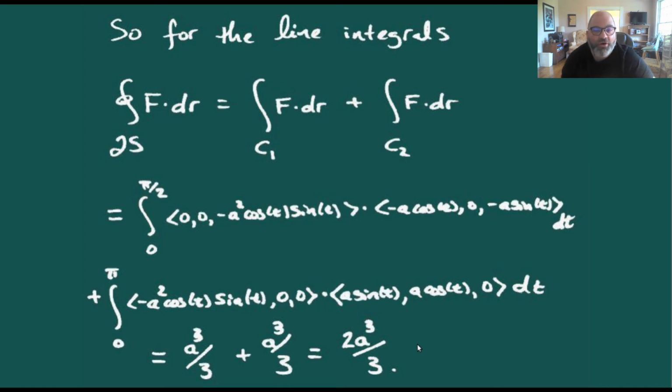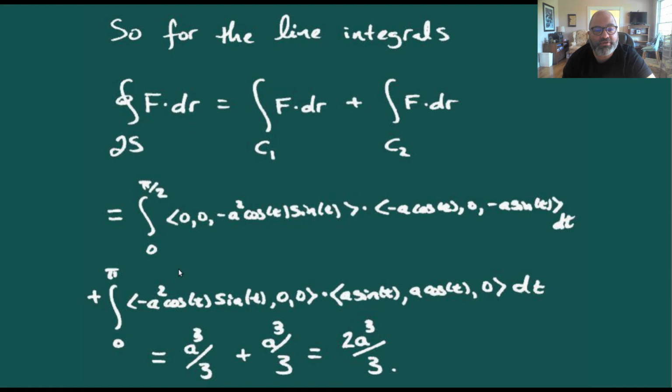So for our line integrals, if we do the integral over the boundary of F dot dr, we split that up into two separate line integrals, one over C sub 1, one over C sub 2. So over C sub 1, we've got a domain from 0 up to pi over 2. Here's our F evaluated on the curve, dotted with dr on the curve. Same thing for the second one. Our vector field evaluated on the curve, dotted with dr for that curve.